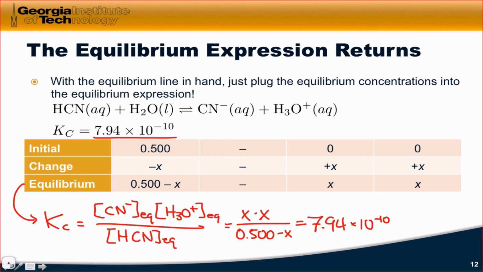From here, this is just a matter of algebra, solving the equation x squared divided by 0.5 minus x is equal to 7.94 times 10 to the negative 10. You can multiply this out and use the quadratic formula to solve it, or what have you. And really the hardest part of equilibrium problems you'll find is getting to this point and writing down the proper expression for Kc. Solving for x is relatively trivial, and with a calculator in this day and age is relatively easy to do.